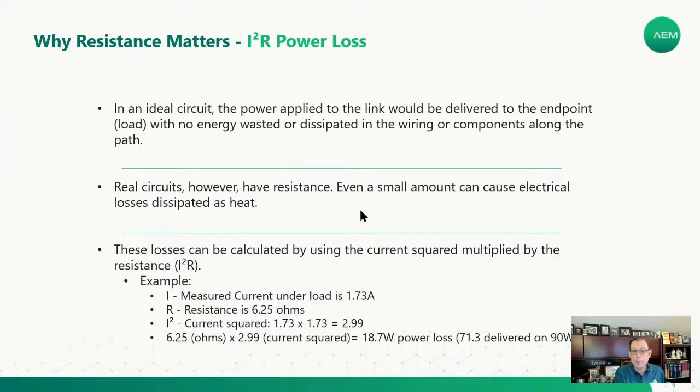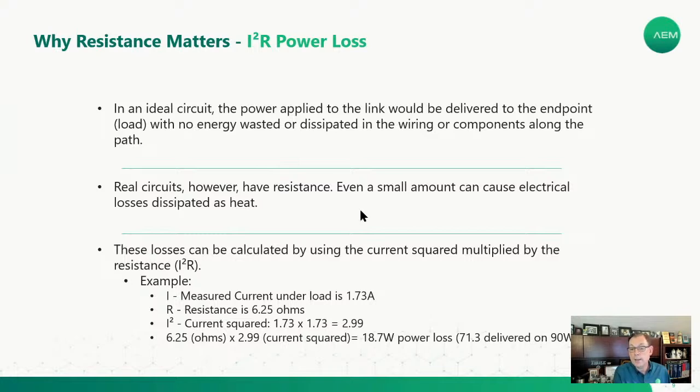So when we look at this I squared R calculation, we can figure this out pretty easily. I is your measured current, that's your amps. In this example, we're using 1.73 amps. We've got a resistance of 6.25 ohms, that's our loop resistance for this circuit. The I squared, the current squared, 1.73 amps times 1.73 amps gives us 2.99. Now we take our ohms and multiply by that, and we get 18.7, and that is going to be watts of power loss.